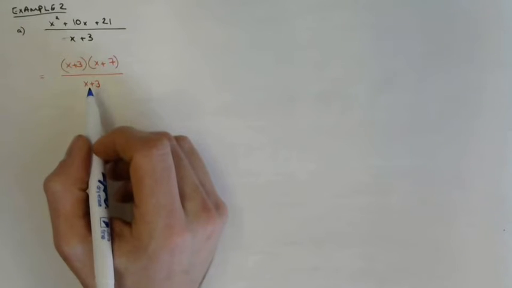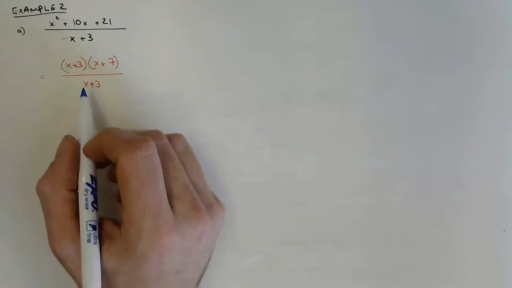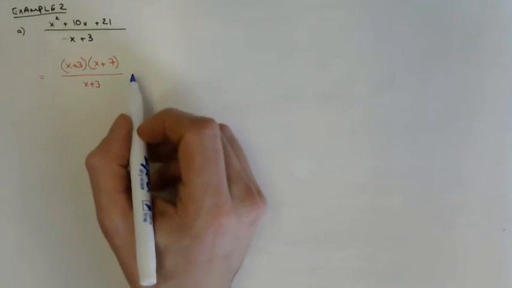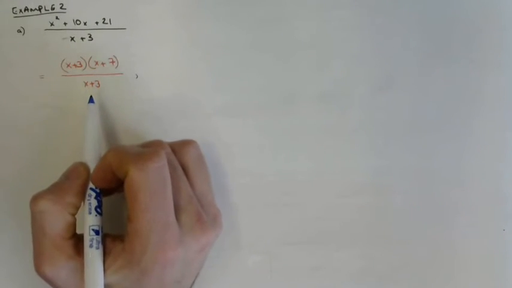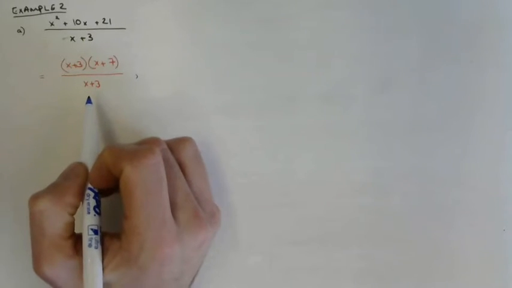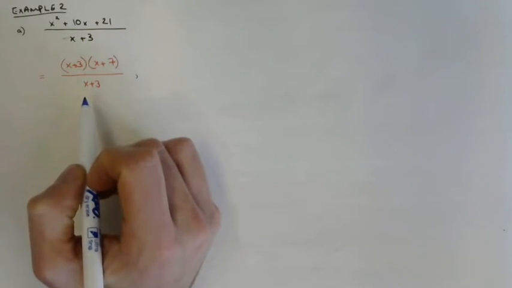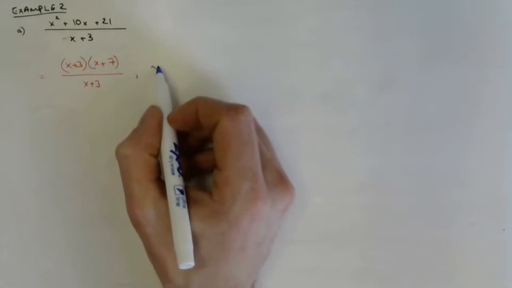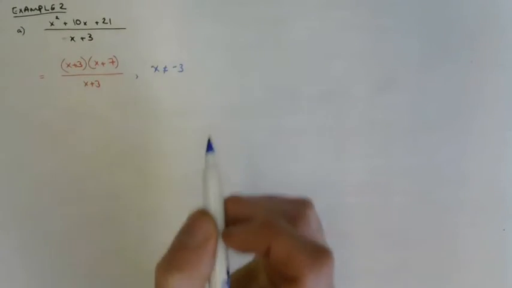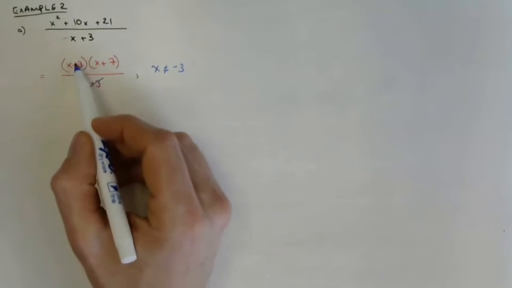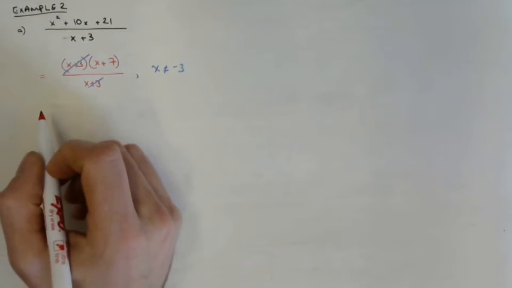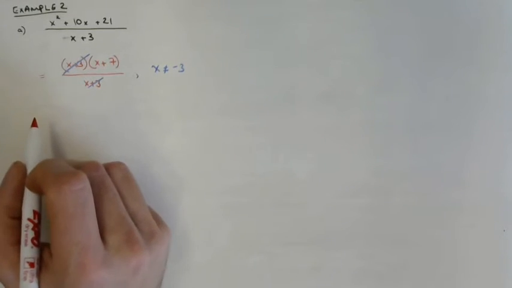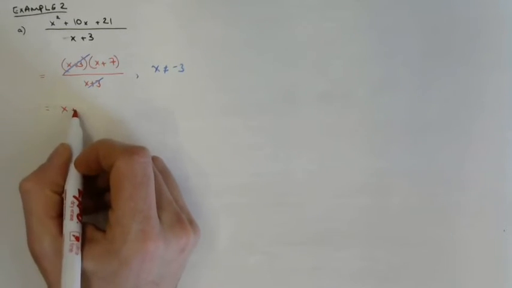But before we do that, we want to identify our restriction. We already know from the original expression, what can x not be? So the denominator can't be 0. X can't be -3. Okay? Now we can cancel out our factors that cancel out, which leaves us just with a straight line of x plus 7.